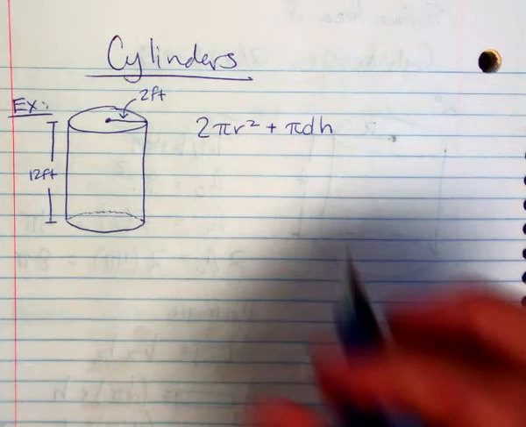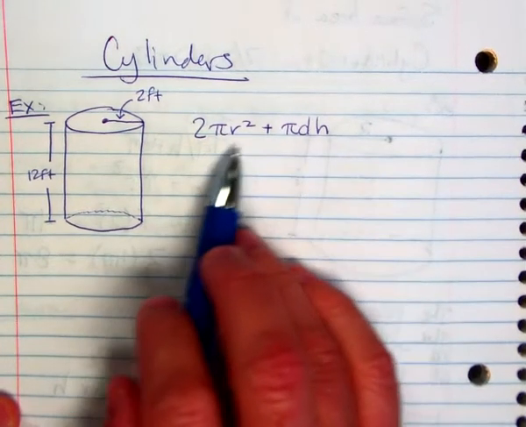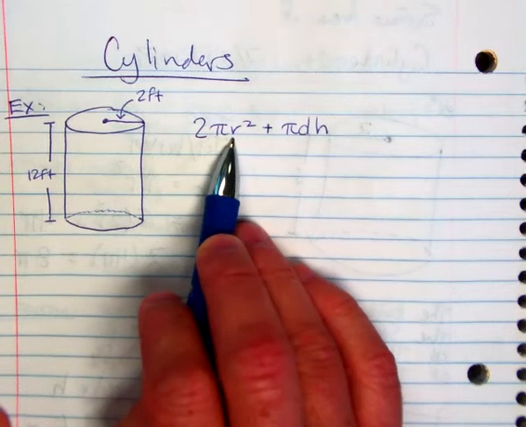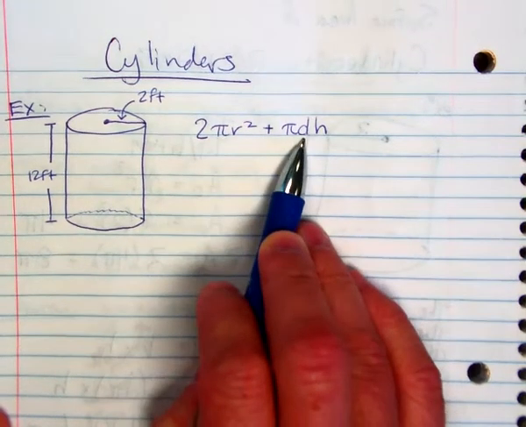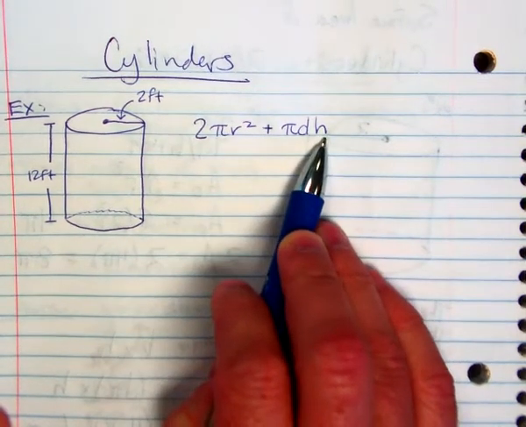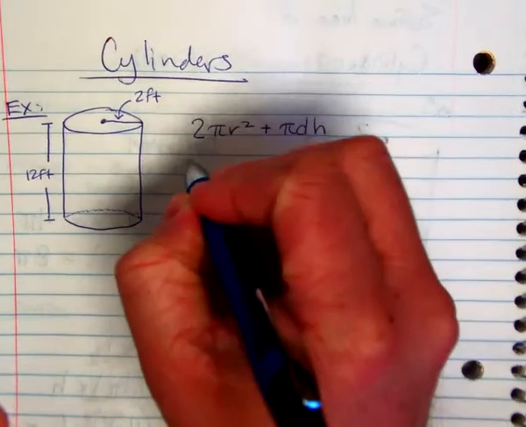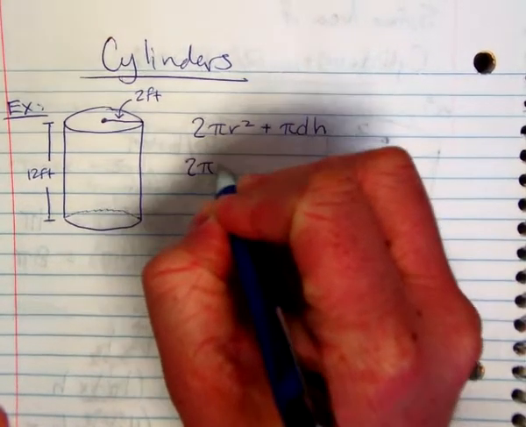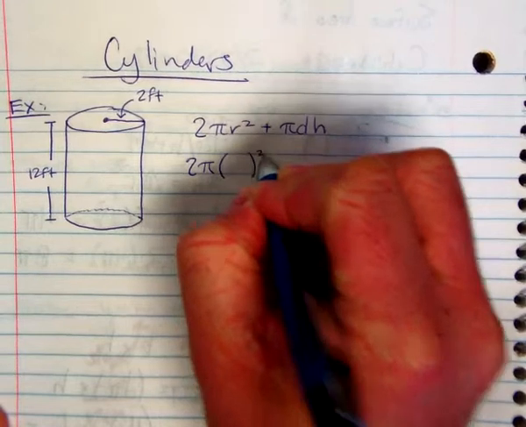So for this one, if we've got this formula, really what we're looking for, if you look at the variables, we need the radius, we need the diameter, and we need the height. Those are the things we're going to plug in. So I still have 2, I still have pi. I need the radius squared.